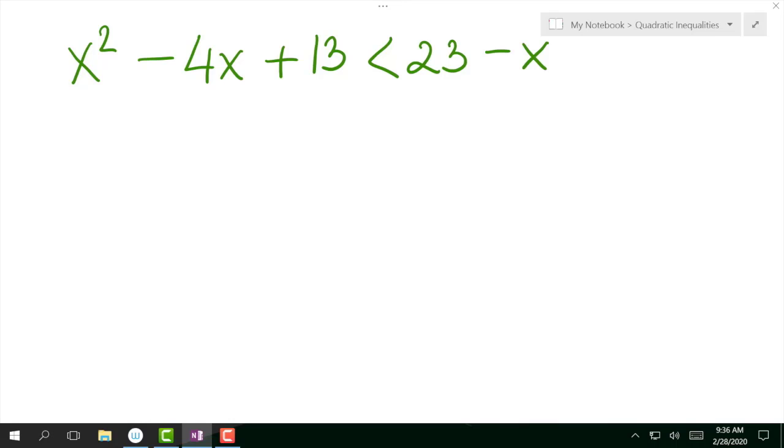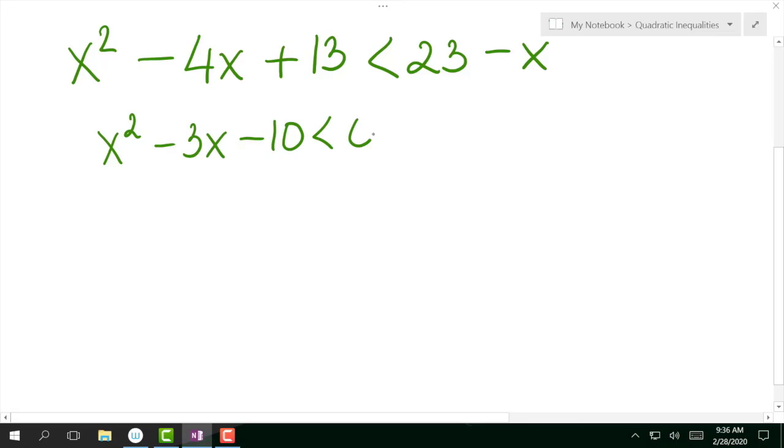The very first step of solving a quadratic inequality is to combine like terms and move all of them to one side. The other side should always be 0. Now I have x squared minus 3x minus 10 less than 0.